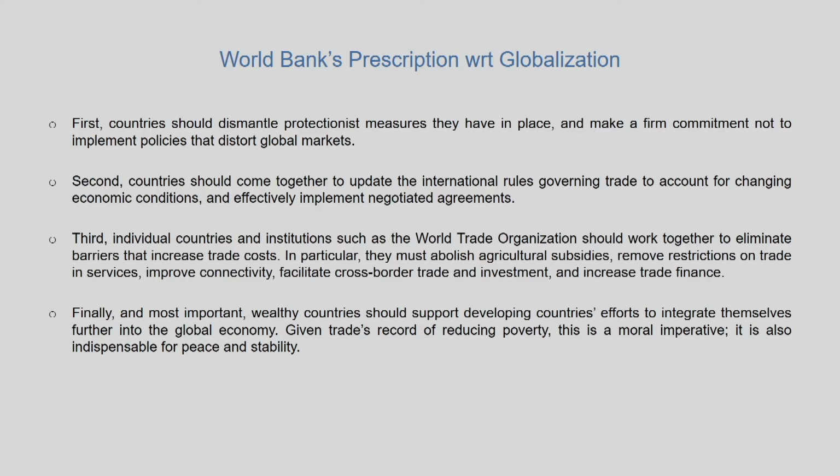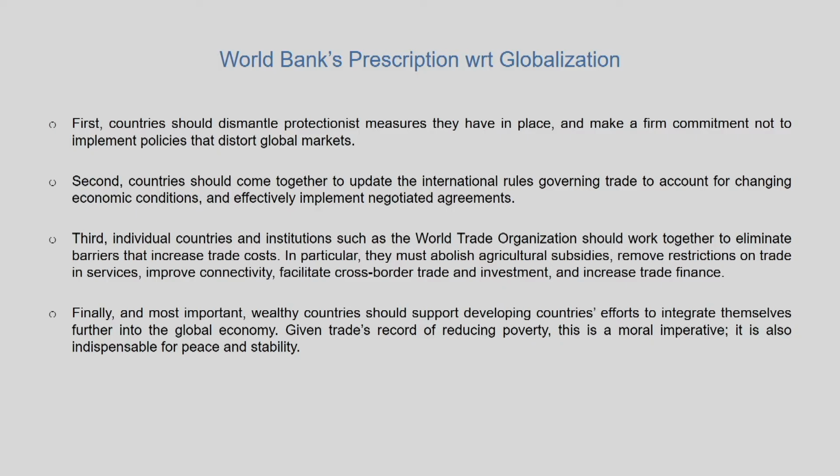And this World Bank prescription of globalization, which leads to structural adjustment programs in countries, basically talks about, in a nutshell, increased role of private markets, increased market liberalization, increased trade liberalization, such that governments or the states may withdraw from the different sectors in which private investment can be made possible.